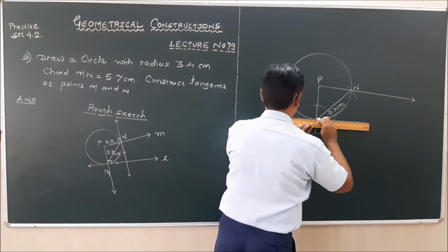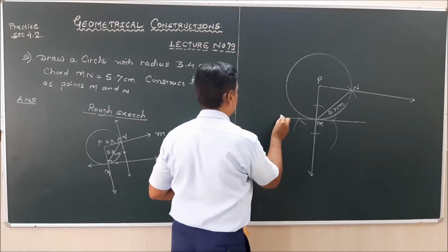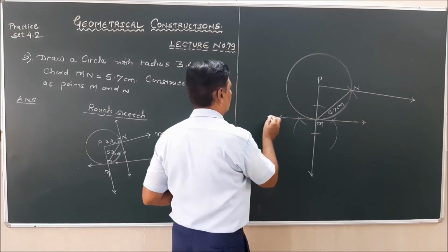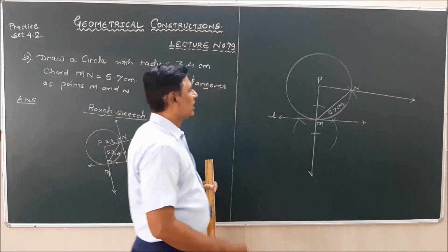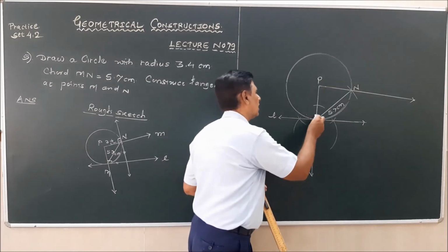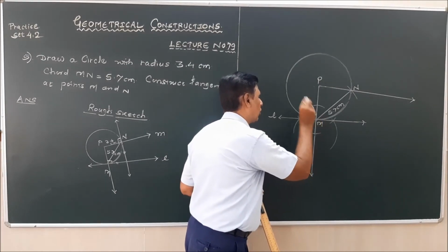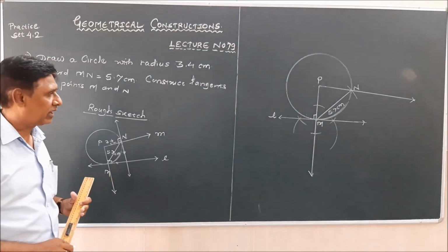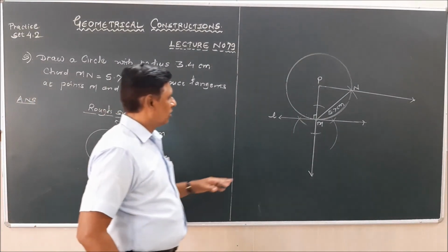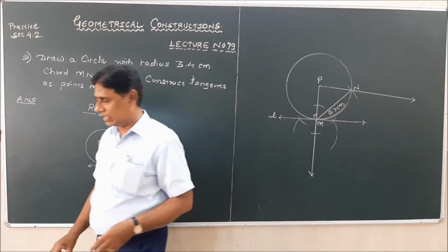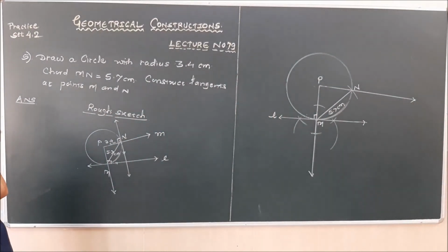Draw a line. So this is L. L is a tangent to the circle at point N. Now I am not going to do something different to draw the tangent at N. Same way, very simple method.